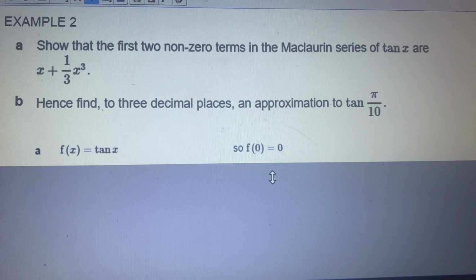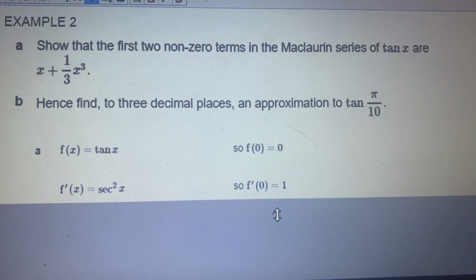You know that when you differentiate tan x, from the work you've done in normal maths, you get sec squared. So sec squared is 1 over cos x all squared. The cos of 0 is 1. 1 squared is 1. 1 over 1 is 1. So f dashed 0 is going to be 1.